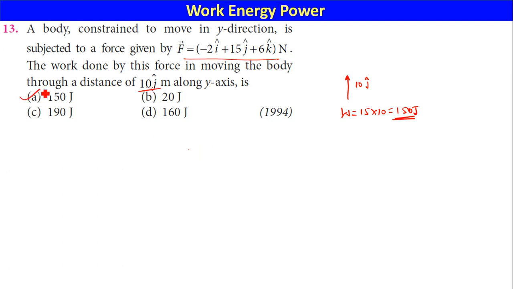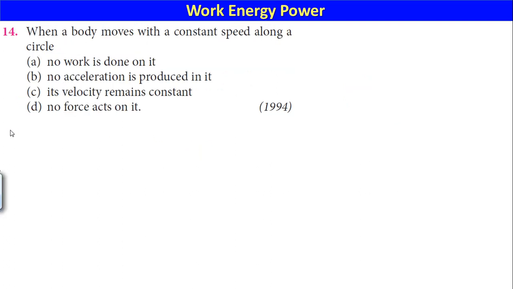Answer is here. Now, when a body moves with a constant speed along a circle, the centripetal force will always be towards the center, and its displacement at that location will be perpendicular to it. So that's why the work done by this centripetal force is always 0. There is no work done on it. That is the correct answer.